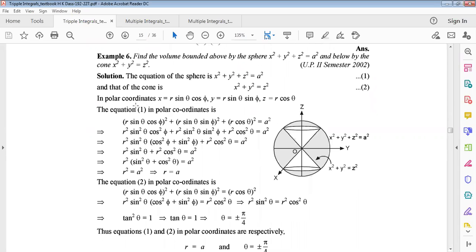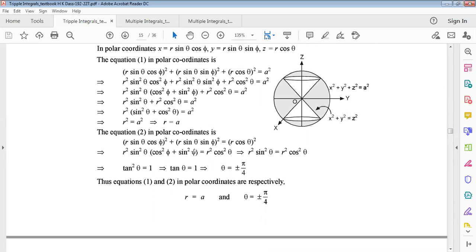Now in polar coordinates, you must know x equals r sin theta cos phi, y equals r sin theta sin phi, and z equals only r cos theta. Now putting these three in equation 1, this will give r equals a. Now for equation 2 in polar coordinates, if we put the values again in 2, then we get tan squared theta equals 1, so the angle equals pi by 4.